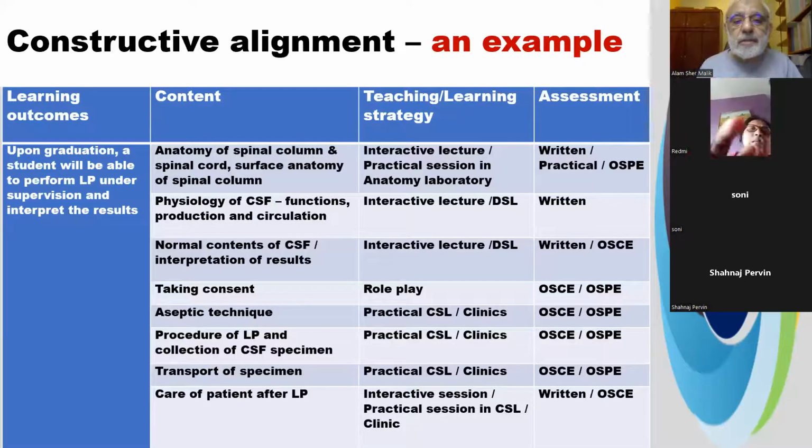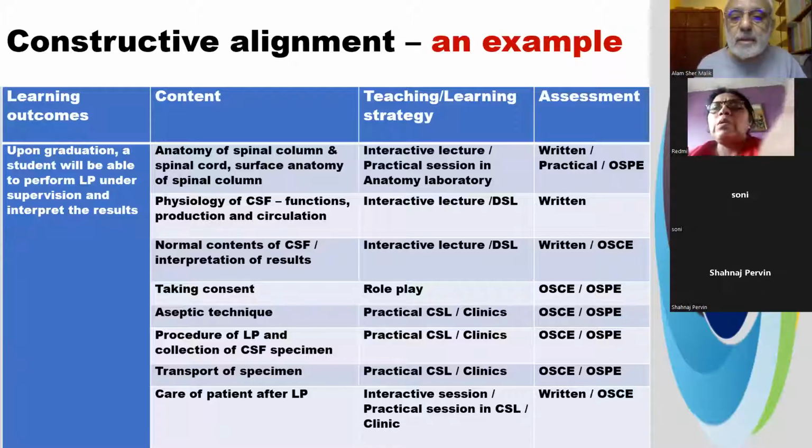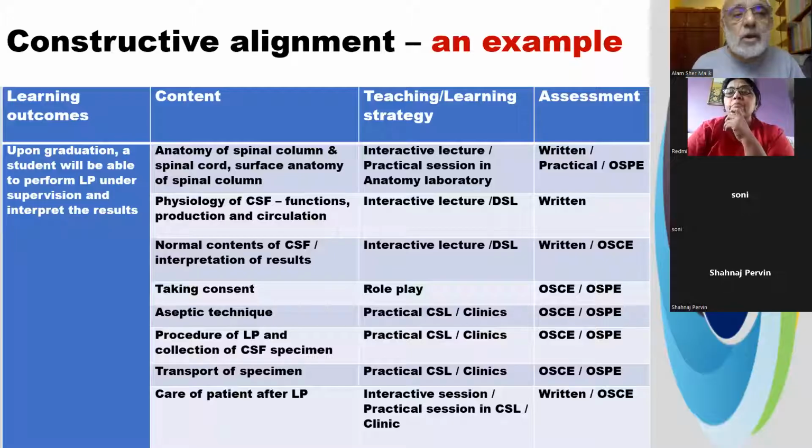A simple example is that we cannot give a driving license to somebody who knows all the rules of traffic on the road without seeing his ability to drive safely on the road. So that is the concept of constructive alignment.